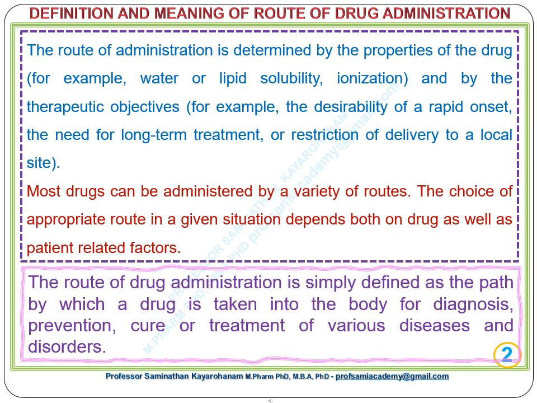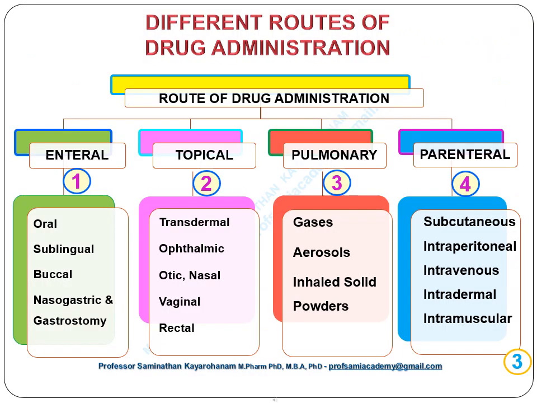The route of drug administration is simply defined as the path by which a drug is taken into the body for diagnosis, prevention, cure or treatment of various diseases and disorders. Next slide, different routes of drug administration.